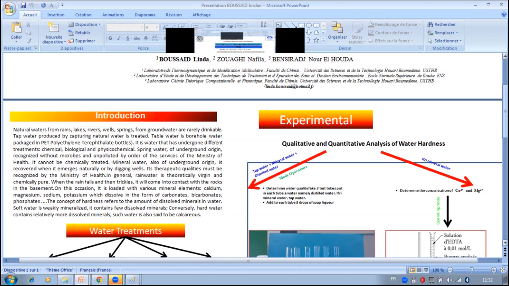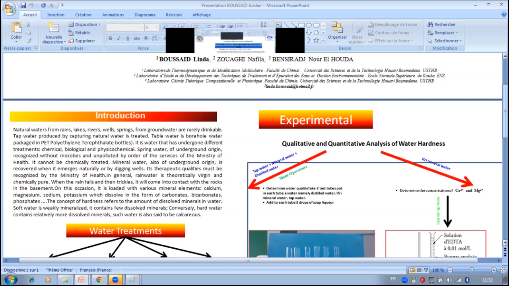It cannot be chemically treated. Mineral water, also of underground origin, is recovered when it emerges naturally or by digging wells. Its therapeutic qualities must be recognized by the Ministry of Health.